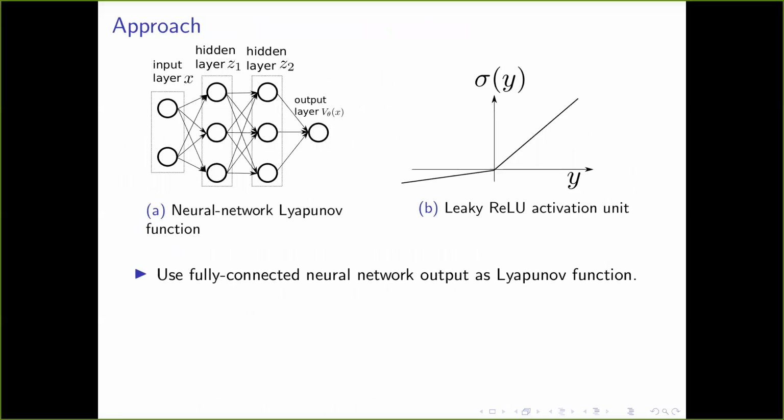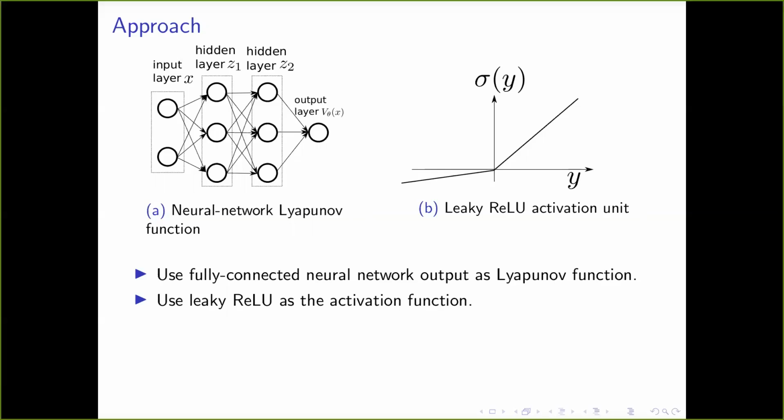Our approach uses a fully connected multi-layer perceptron to represent the Lyapunov function. We denote the output of the network as V_theta(x), where theta is the parameters of the linear layers. We use leaky ReLU as the activation function, and we draw the leaky ReLU function on the top right. As you can see, it is a piecewise linear function.